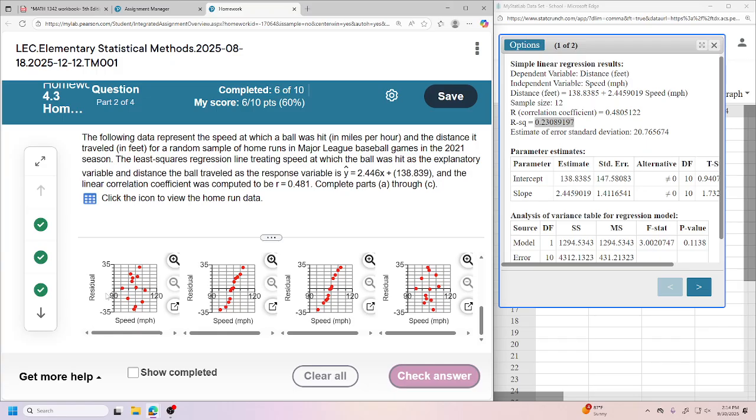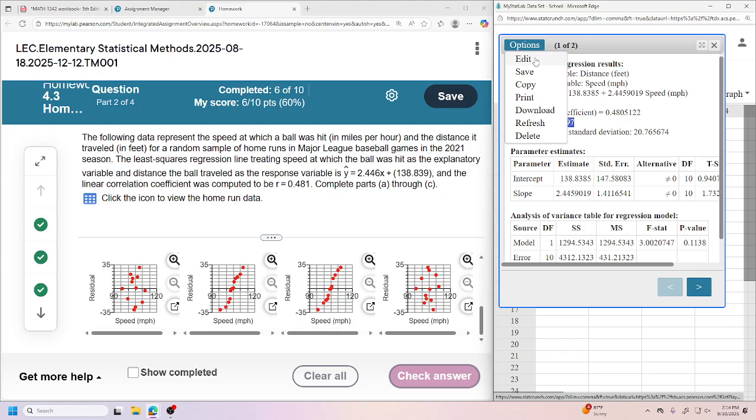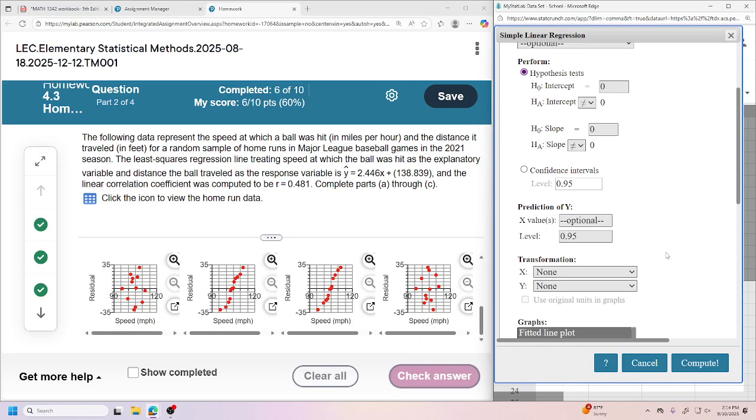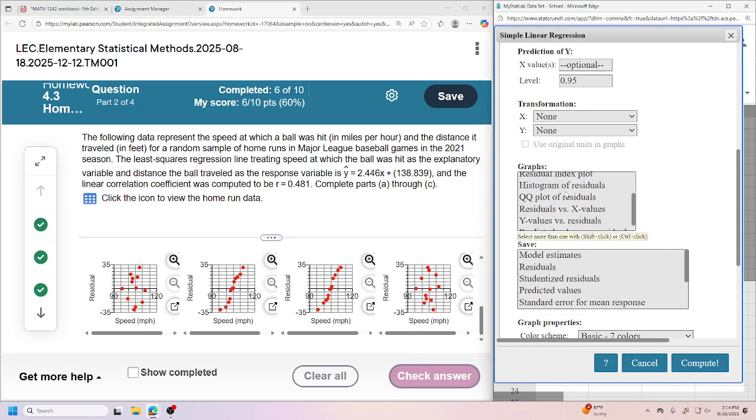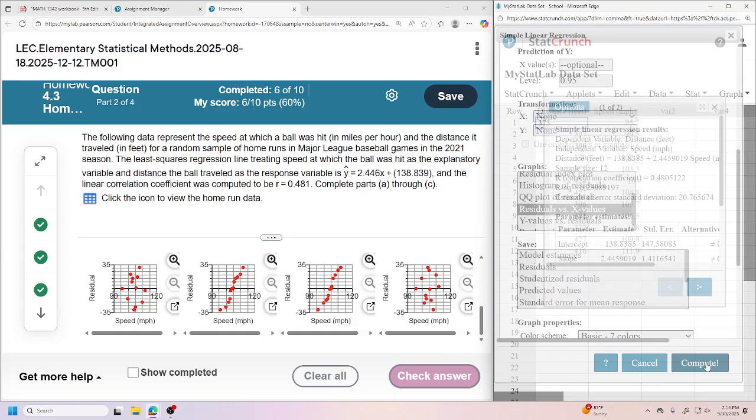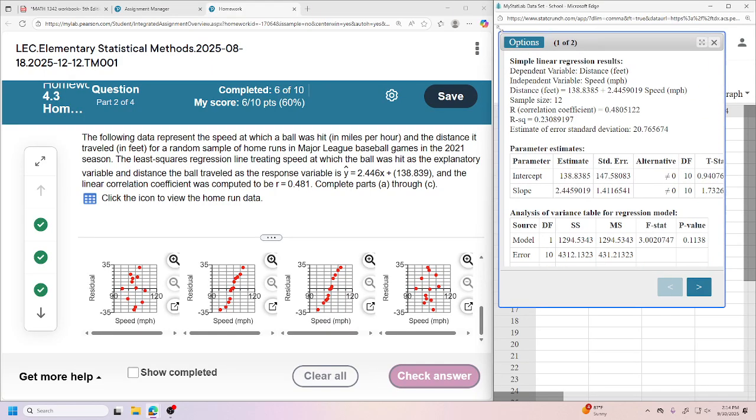The residual. See, it says residual. Everything's a residual graph. I don't think I clicked that button, did I? I don't think I clicked it. So options, edit. So you can go back. Oh, you already know it. Graphs, residuals versus x values right there. Just like what we did all the other times. Hit compute. And let's go find that graph.